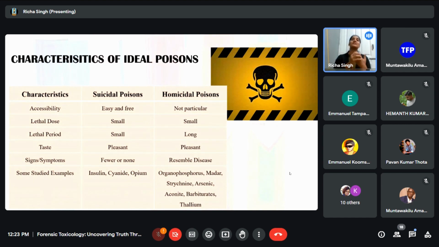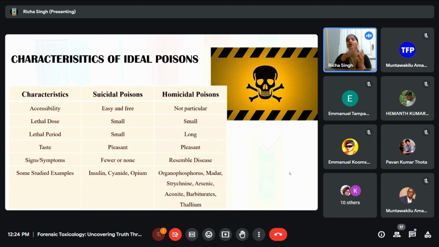If we consider the lethal dose with the suicidal poisons, a very small dose should be lethal enough. Homicidal is also the very same. A very small dose should be lethal, because if it takes a large dose to make it lethal, then it will get detected in the longer run, and in toxicology it will show up in the reports, which is not advisable if a person is killing a person. Next we have lethal period. In suicidal, again, it is short, and in homicidal, it is long acting.